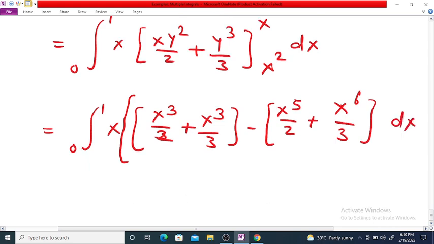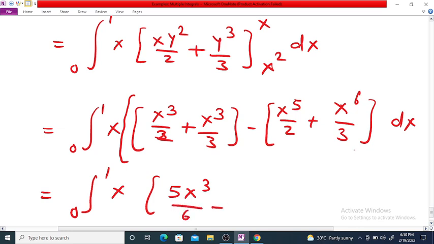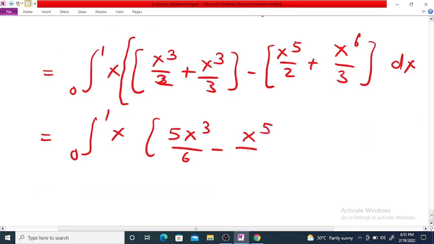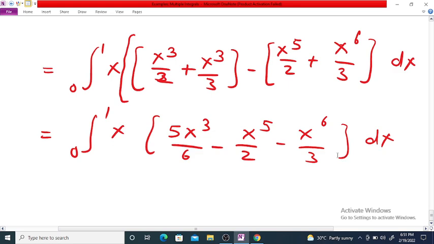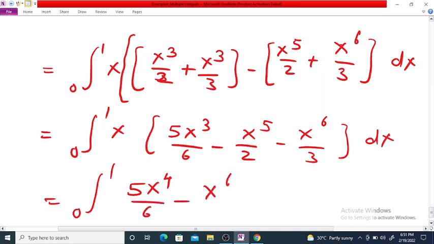So this is equal to the integral from 0 to 1 of x times 2x cube plus 3x cube, that is 5x cube by 6, minus x raised to 5 divided by 2 minus x raised to 6 divided by 3, dx. So now if you multiply x inside the bracket, this is equal to the integral from 0 to 1 of 5x raised to 4 divided by 6 minus x raised to 6 divided by 2 minus x raised to 7 divided by 3, into dx.